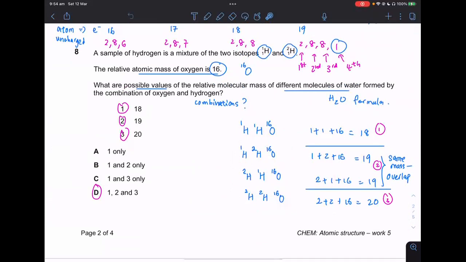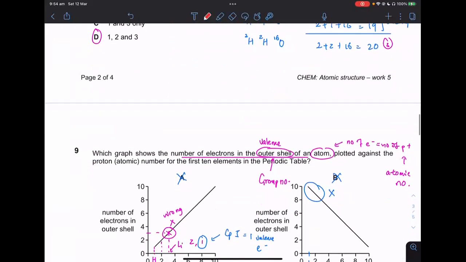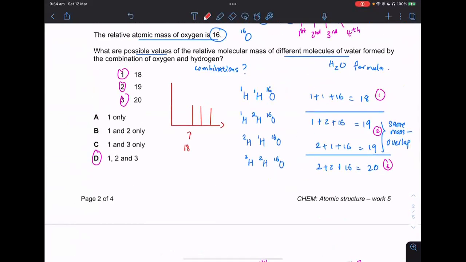What are the 3 different things that will appear in your mass spec? Your mass spec will look like this. They will have 1 line, 2 lines, and 3 lines. What I cannot tell you is whether they are 1, 1, 1 intensity, but you will definitely get 3 lines. You will get 18, 19, and 20. This is mass to charge ratio, and this is percentage abundance. There are 3 lines because there are 3 different mass combinations. The two that are the same will overlap at 19 at the same place.